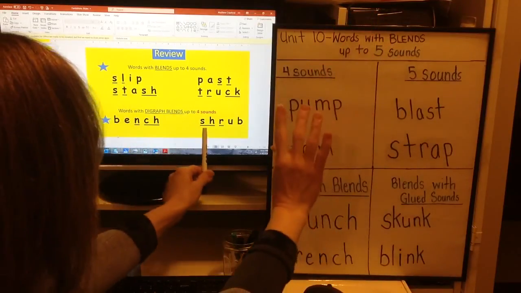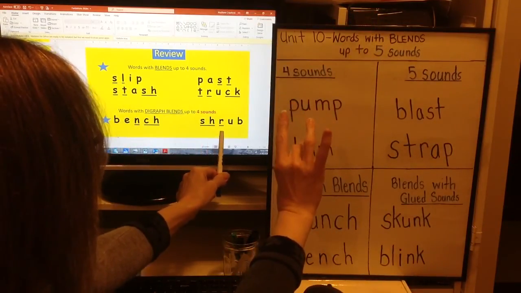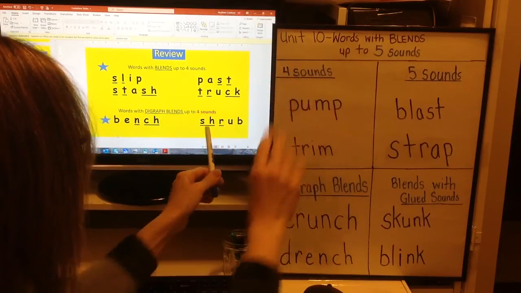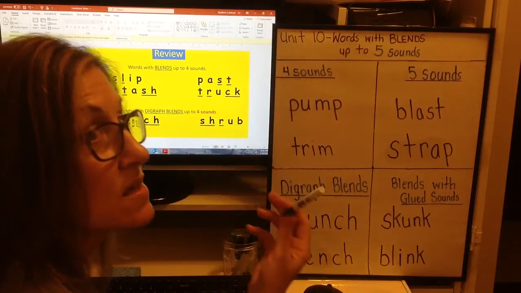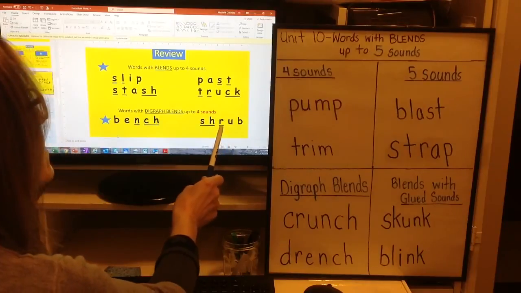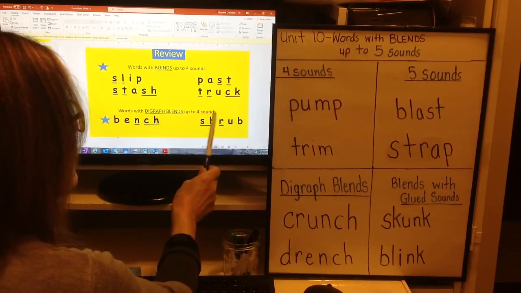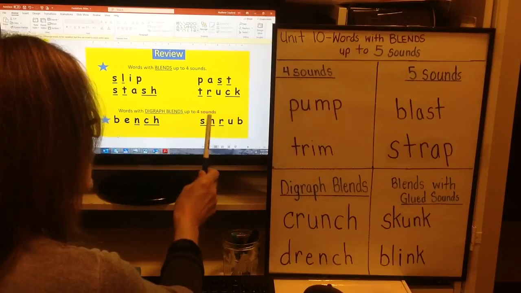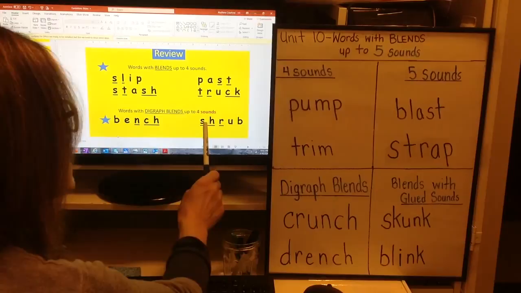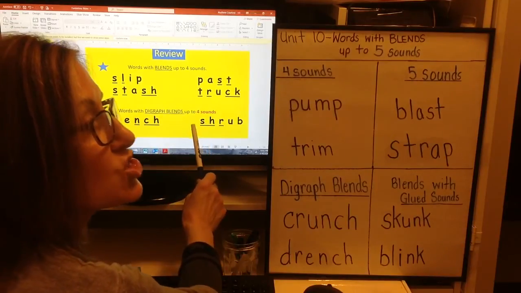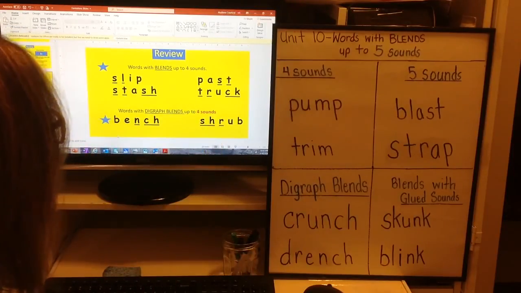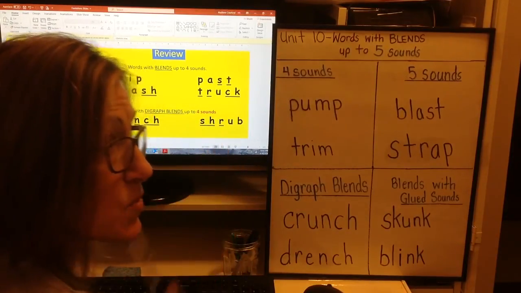Okay, now I want you to try. Elbows up. Sh, r, u, b, shrub. Very good. So the SH says shh. Can you say that? Shh. Very good. And then ub. So the digraph blend is the SH, which is the digraph, with the consonant R right after it. So let's say shr. Shr. Can you say that? Shr. Very good. Do you happen to know what a shrub is, boys and girls?